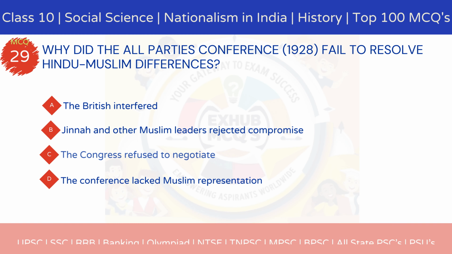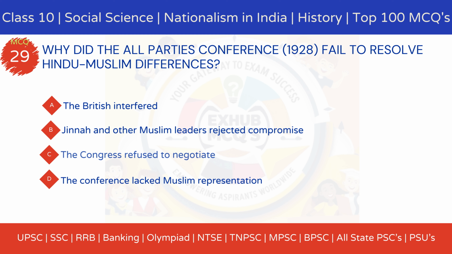MCQ 29. Why did the All-Parties Conference 1928 fail to resolve Hindu-Muslim differences? Option A. The British interfered. Option B. Jinnah and other Muslim leaders rejected compromise. Option C. The Congress refused to negotiate. Option D. The conference lacked Muslim representation.